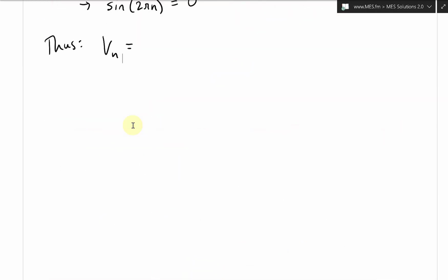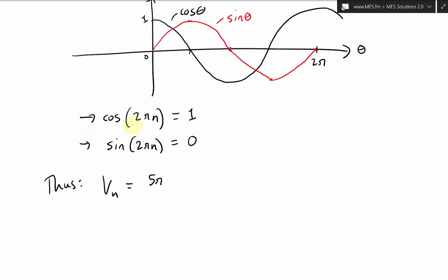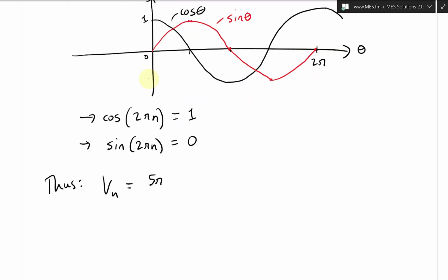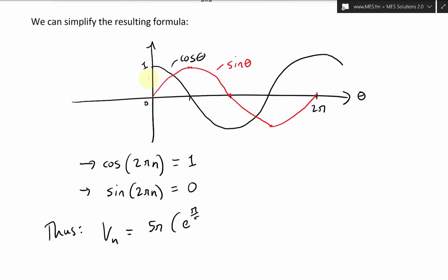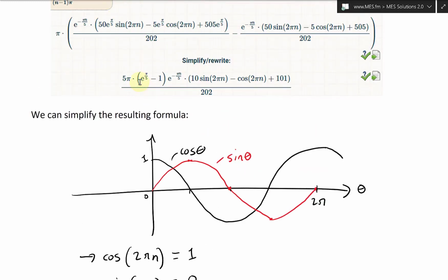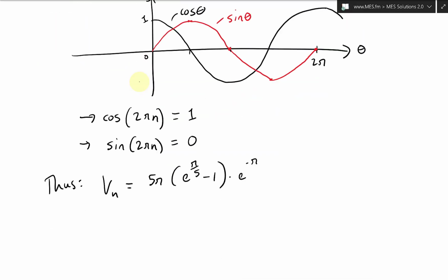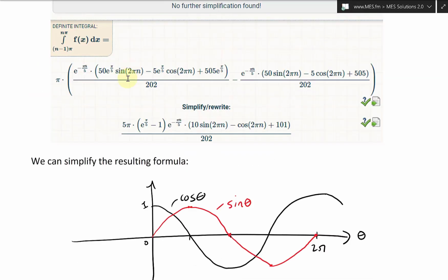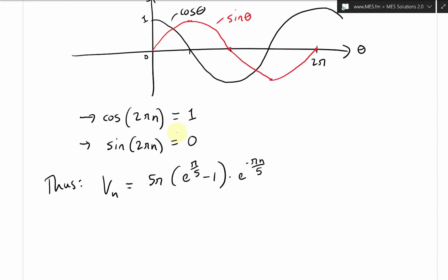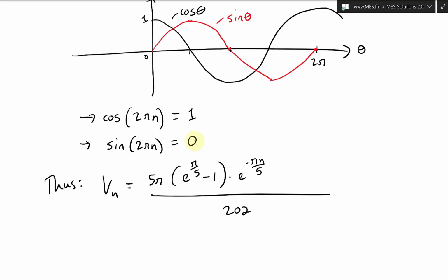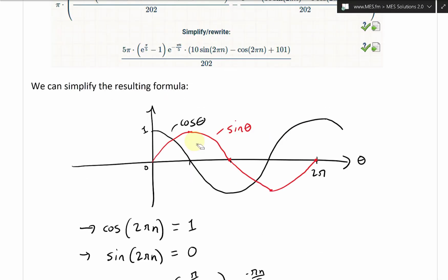So write 5 pi over e to the 5 pi minus 1, e to the 5 pi minus 1, pi over 5 minus 1, like that. So that's this part right here, times e to the negative pi n over 5, and now times it by, and then this is all divided by 202. So that's all divided by 202, and let's go here.